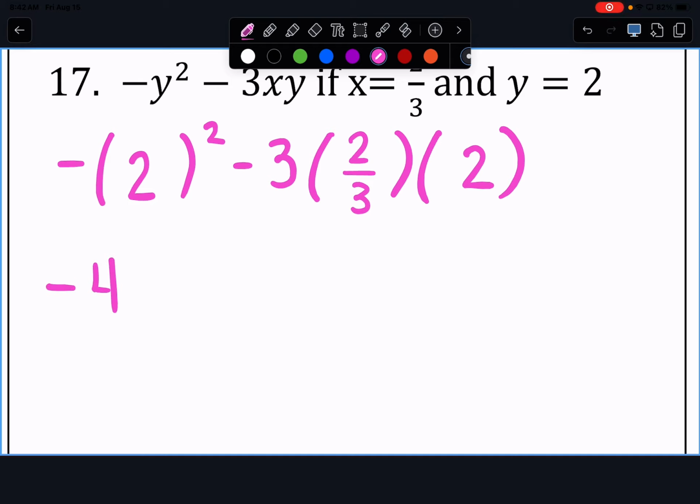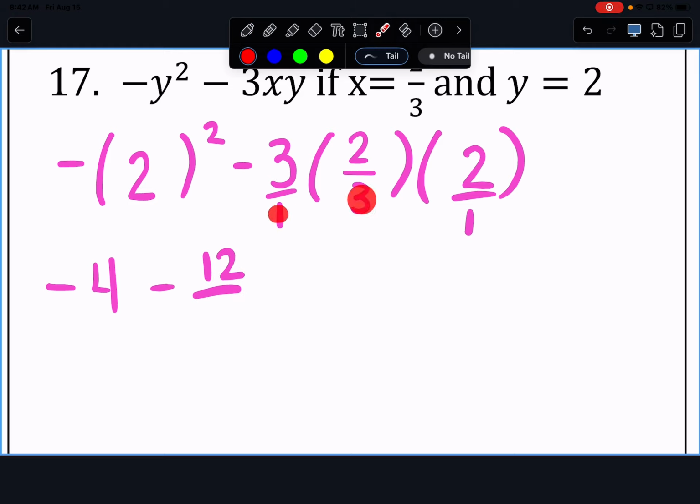Now, we can multiply 3 things, but since one of those is a fraction, what should I do to make it easier to multiply all 3 of them? What makes it easier to multiply a whole number with a fraction? Make it a fraction. So we just put these both over 1, and then we can go straight across. So what is 3 times 2? 6. So what is 6 times 2? 12. So we have minus.